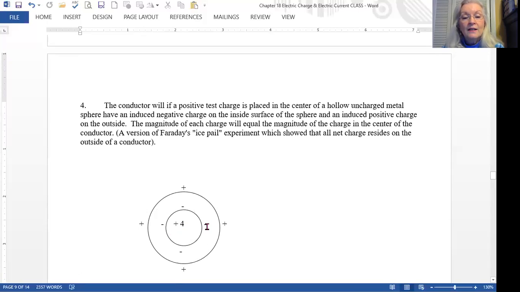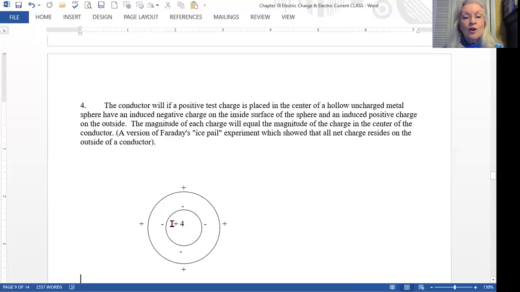It would attract negative electrons, and that would leave the outside surface with a +4 charge on it, because the electrons that started out balancing those positives are being pulled towards the center surface as they seek to get as close as possible to that positive charge. So in these scenarios, if you have a charge suspended in the middle, that's going to equal the charge that's induced on the outside edge.